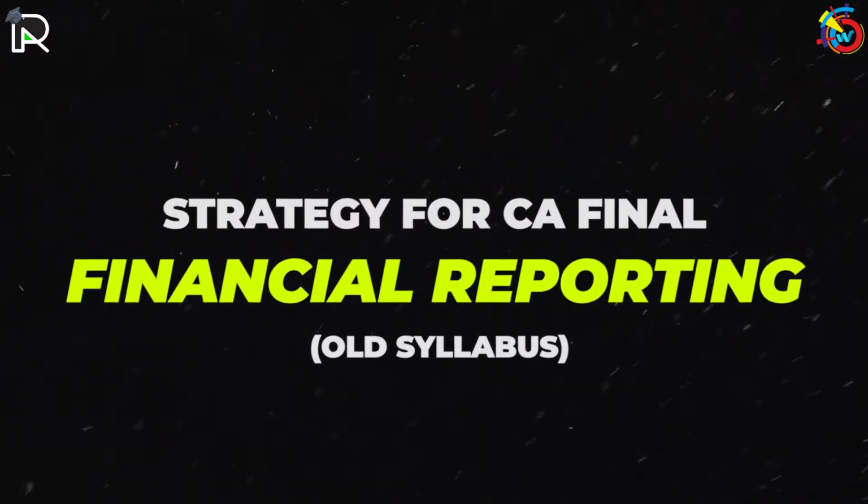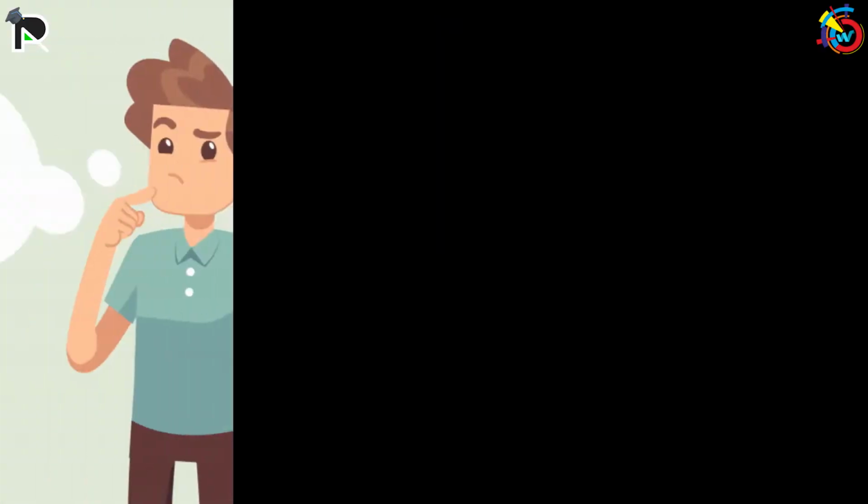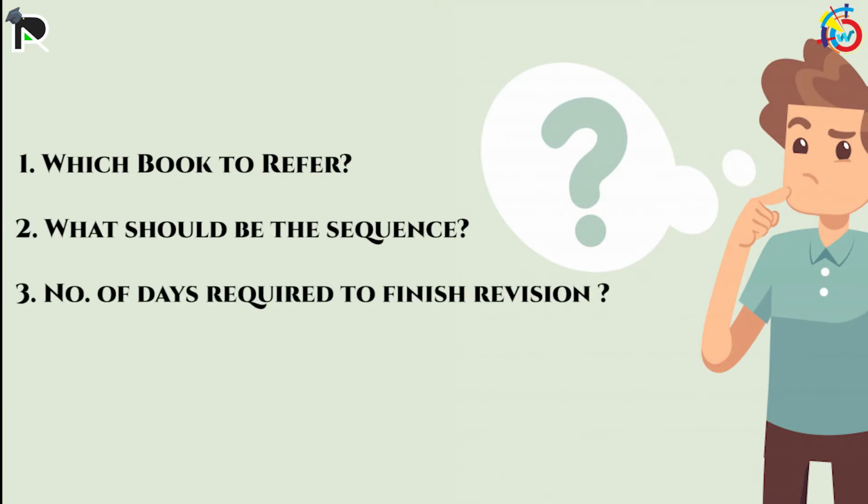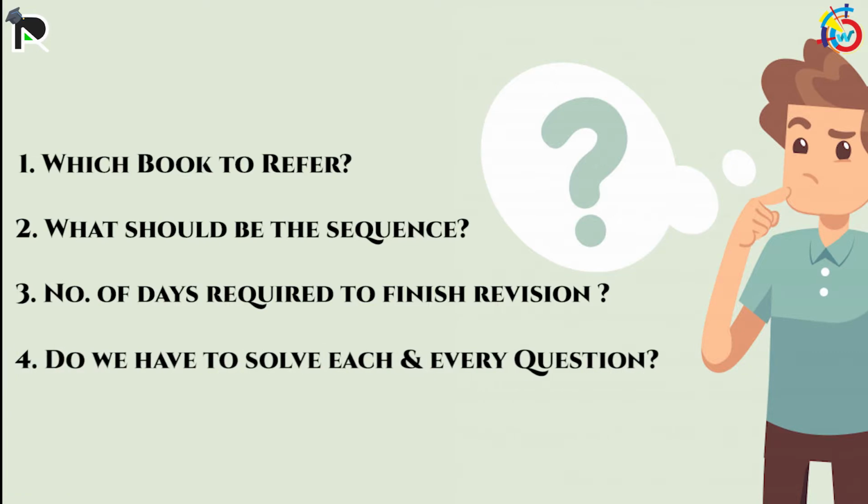Strategy for CA Final FR old syllabus. Number one, which book to refer? What should be the sequence of the chapters in which we should study? Number of days required to finish your revision. Do we have to solve each and every question?